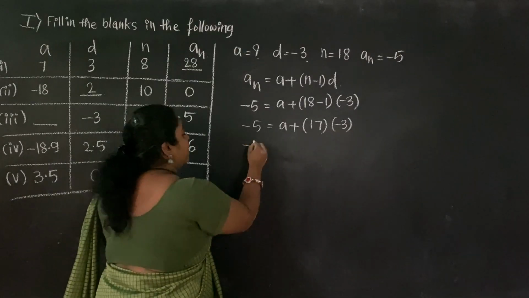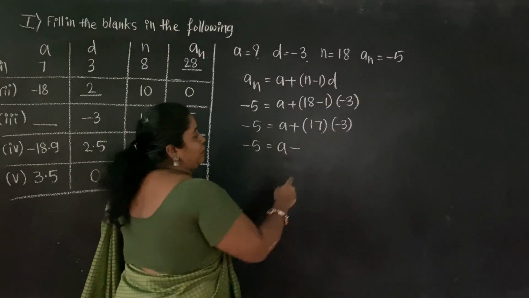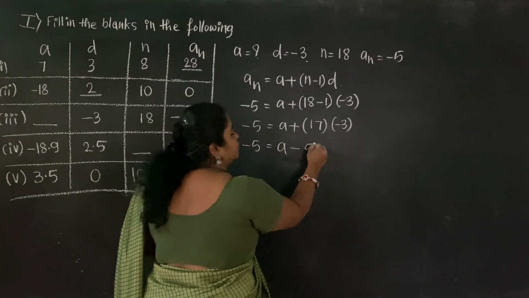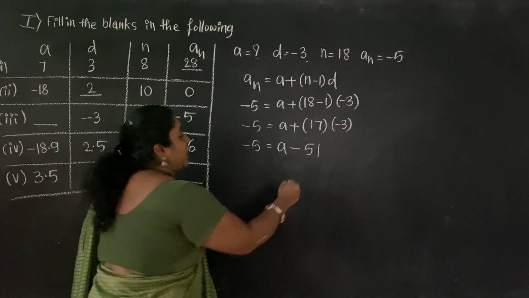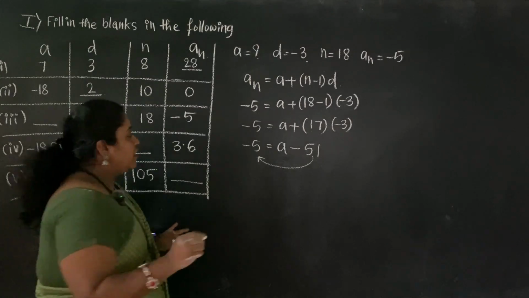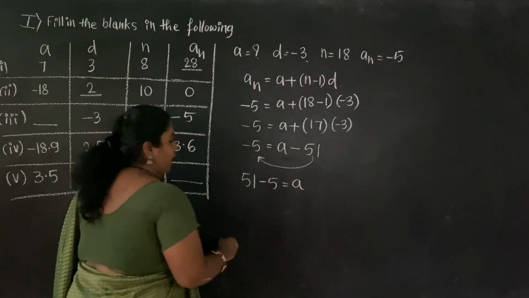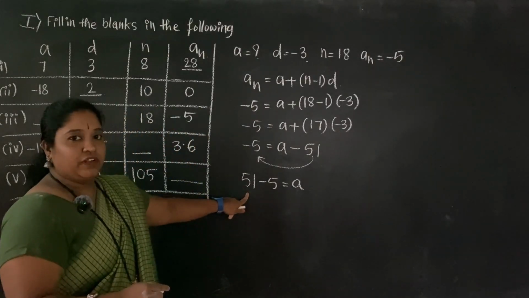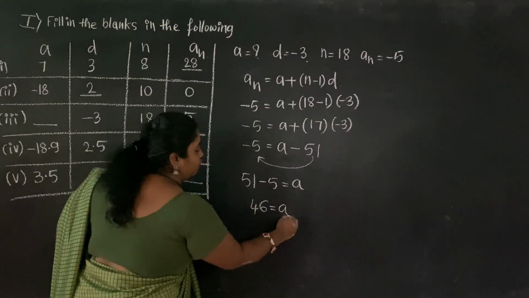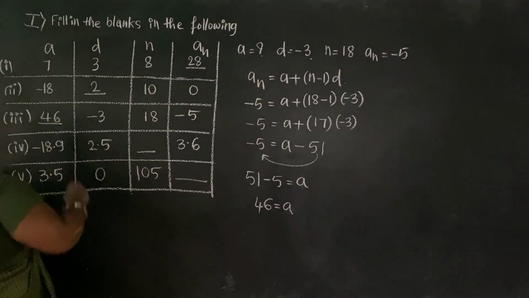Okay, let me simplify. Minus 5 is equal to a, plus into minus, minus, multiply. 17 threes are, dear, 3 sevens are 21. 2 carry. 3 ones are 3 plus 2, 5. 51. I'll bring minus 51 to this side. Minus 51 turns to be plus 51. So I'll have 51 minus 5 is equal to a. If I subtract 5 from 51, what will I get? 11 minus 5, that is 6. Yes or no, dear? I'll get 46. a value is 46. I'll be writing here a value is how much?